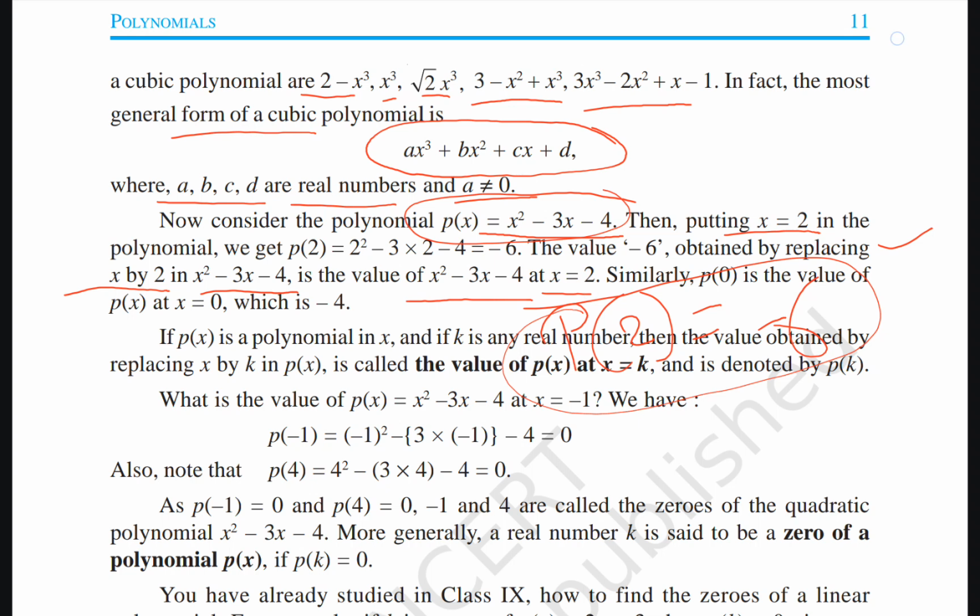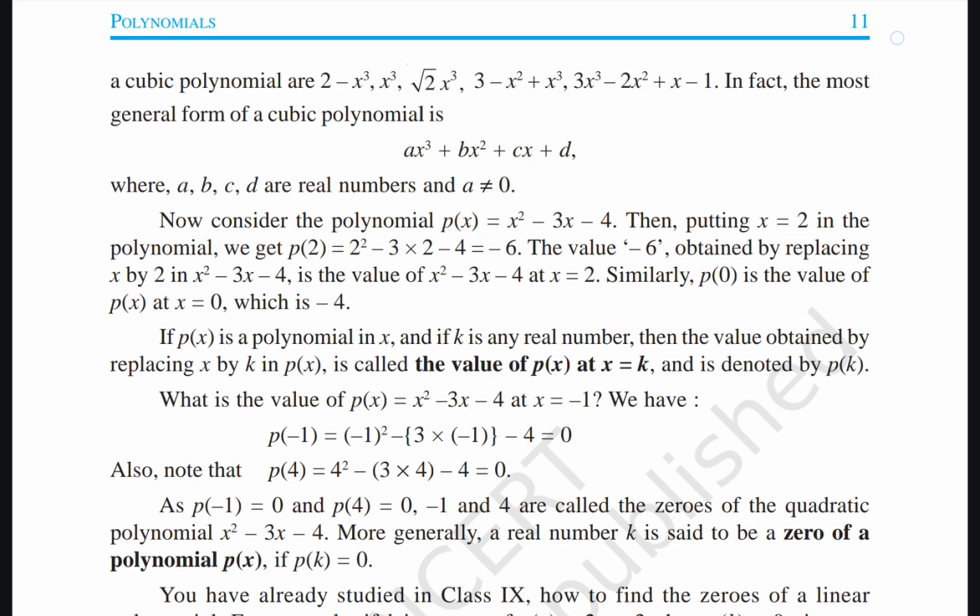Similarly, when you put 0 in place of x, the value of p(x) at x = 0 is -4. Let us consider this as equation number 1. When you put 0 in place of x, you will get -4 here.